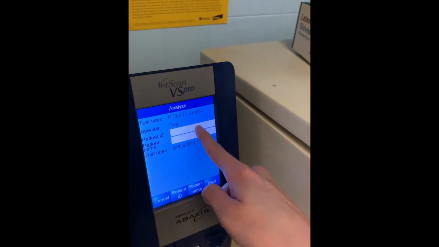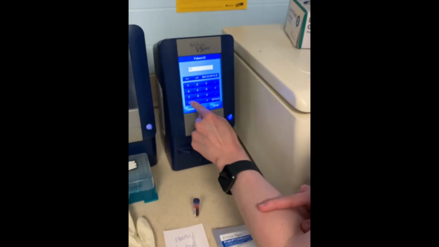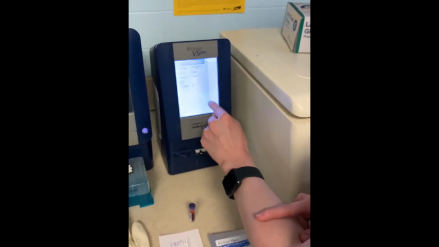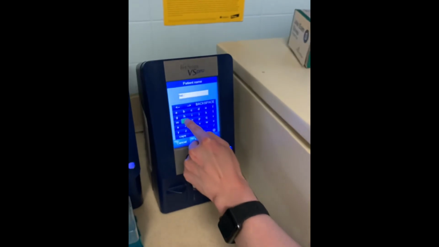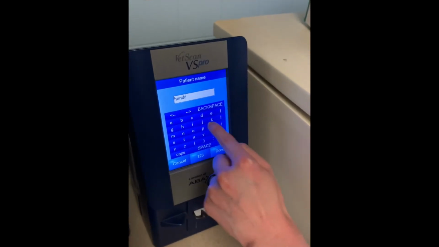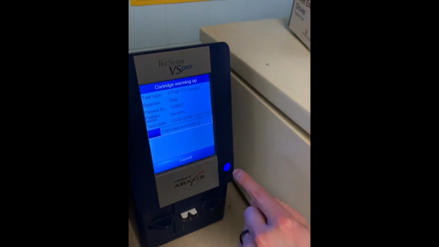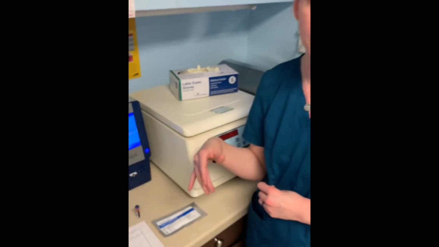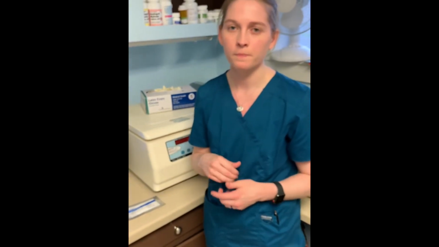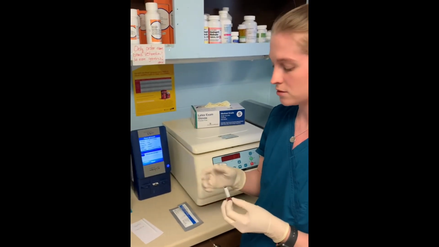It's going to ask the patient's ID number, and then it asks for the patient's name. We're going to hit next. Now it's going to warm up the cartridge, and it's going to take about a couple of minutes to do. Okay, now we want to invert our sample a couple of times to get a good mixture of our sample before we add it into the cartridge.